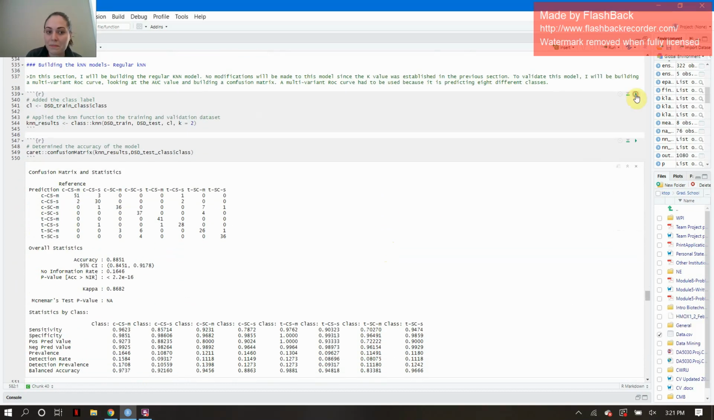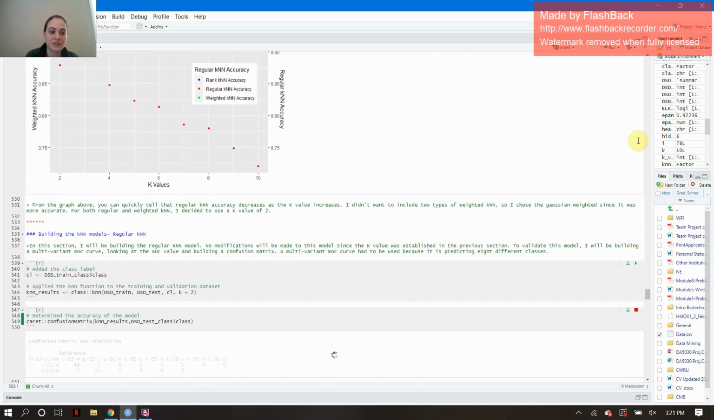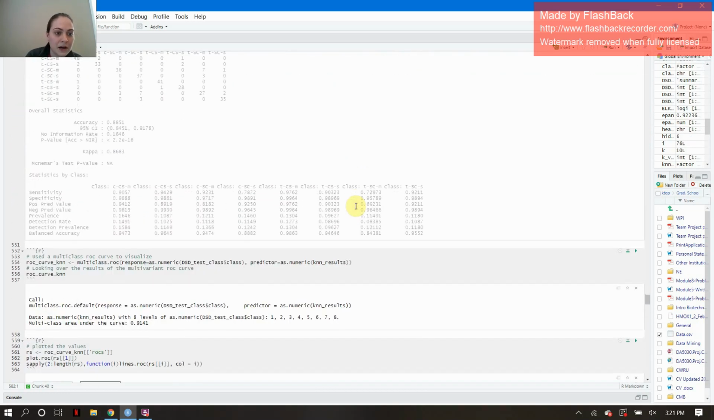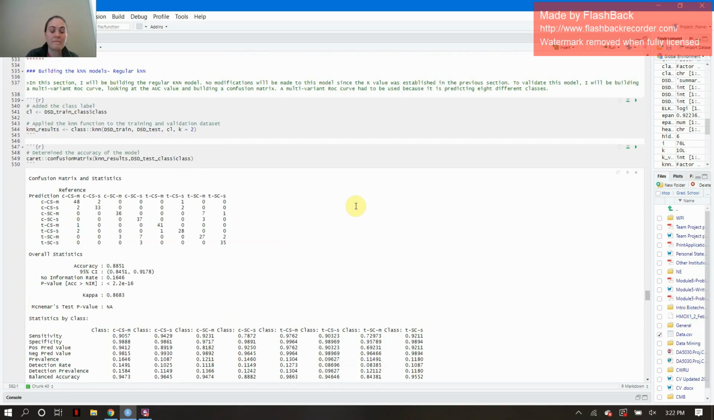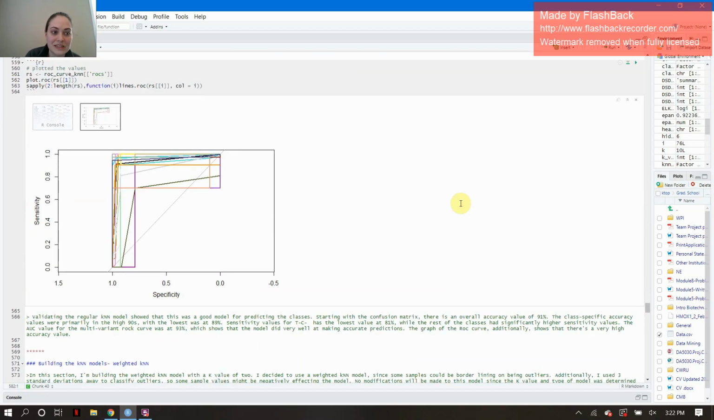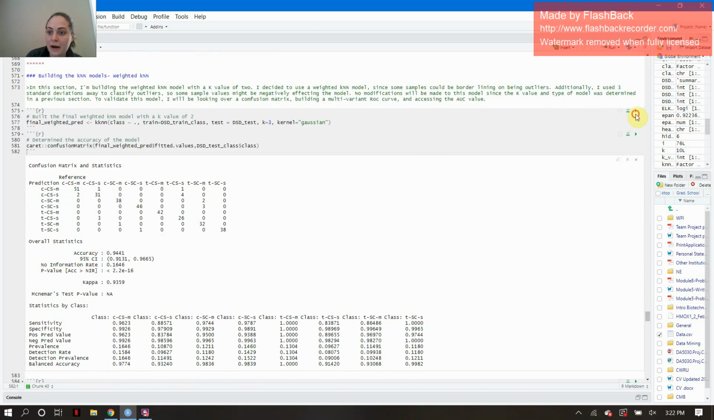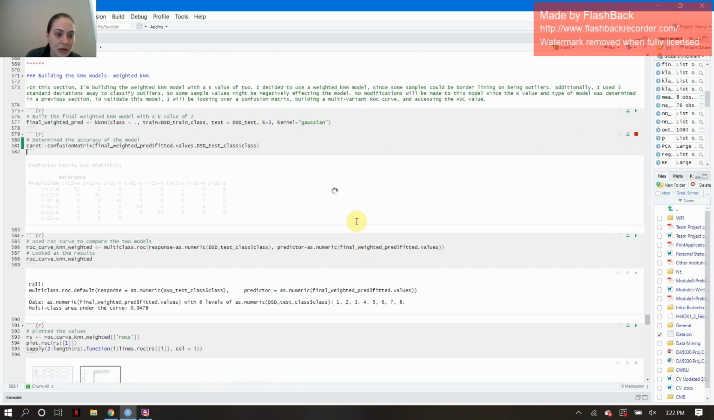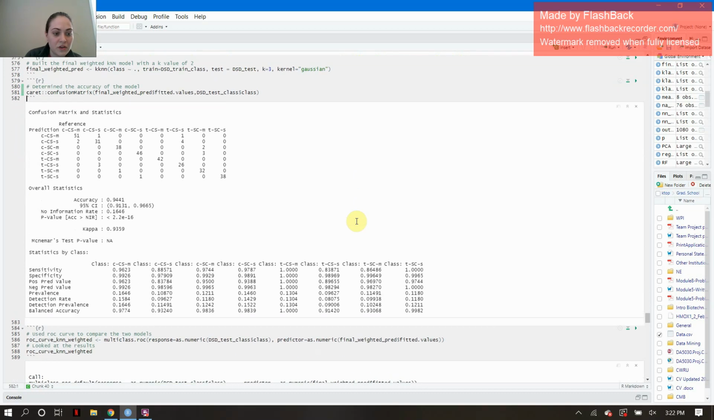So this is where I actually built the KNN models, and no modifications were done at this point just because I had chosen the K value above. So here you'll see that a regular KNN model with a K value of 2 got an 88%. The multi-class area under the curve sat at 91%. This is actually just the multivariate ROC curve. This is my weighted KNN. It had a K value of 3. Printing out its results for the confusion matrix, it got a 94%.